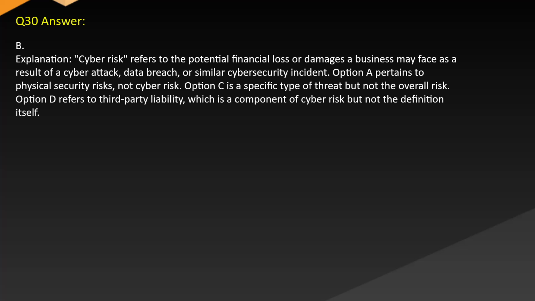Answer B. Explanation. Cyber risk refers to the potential financial loss or damages a business may face as a result of a cyber attack, data breach, or similar cybersecurity incident. Option A pertains to physical security risks, not cyber risk. Option C is a specific type of threat, but not the overall risk. Option D refers to third-party liability, which is a component of cyber risk, but not the definition itself.